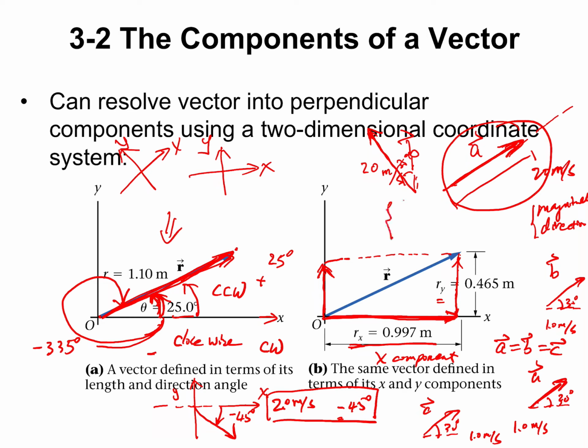So you have Rx and Ry, a pair of components to describe this vector. Either magnitude, where we use this symbol to describe magnitude, or direction. Equivalently, we can use the components. You can project this vector onto the x-axis and y-axis, get the components, and use these components to describe the vector.